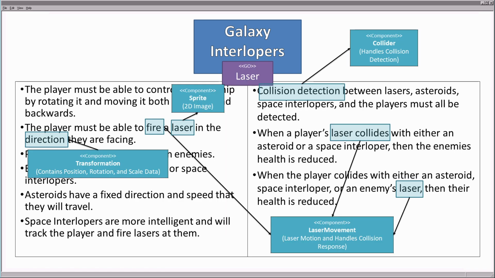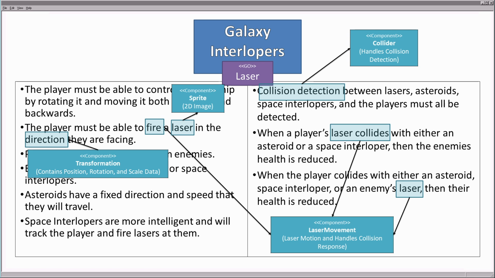Moving to another game object, we first notice that the laser needs position and rotation data, so we already know that it has a transformation component that handles all this. We also need to draw the laser using a sprite. Firing the laser requires the laser to move. The laser motion component handles the movement of the laser and also the collision responses.